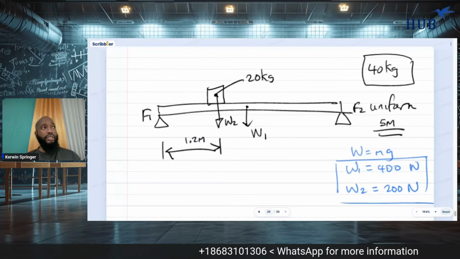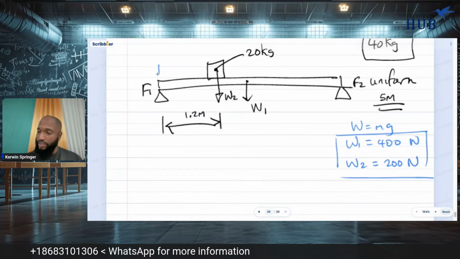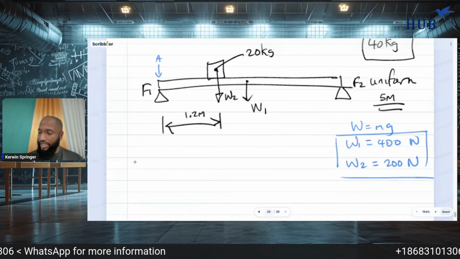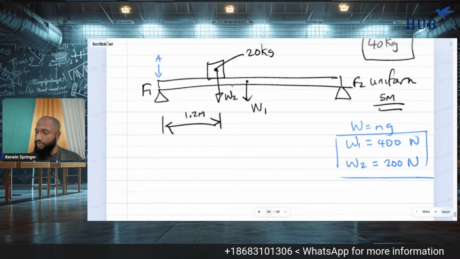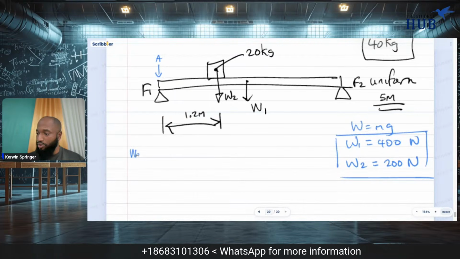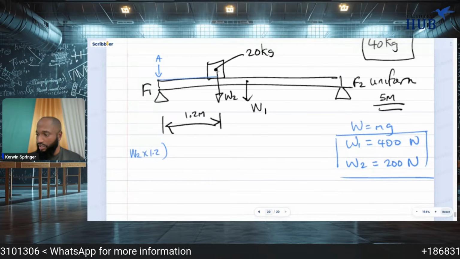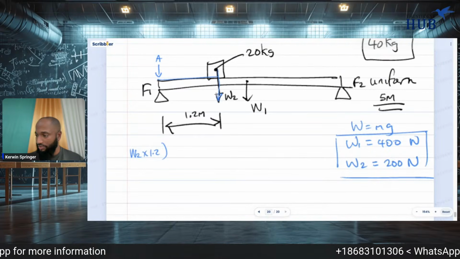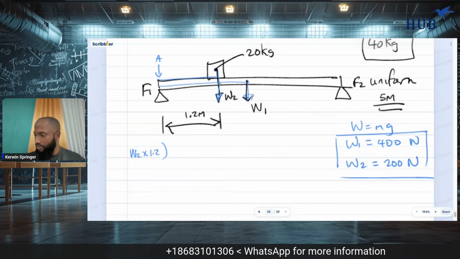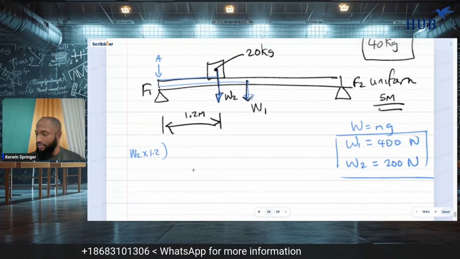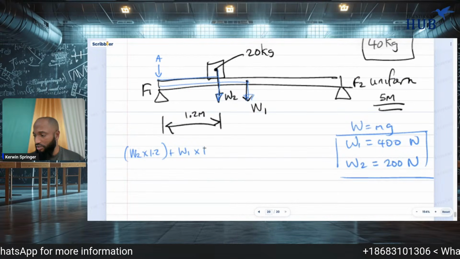You take moments. So let's say we took moments about this point. Let's call this point A. Taking moments about point A, what are the clockwise moments we can see here? We can see W2 times 1.2. This moment is coming clockwise here. Then you can see W1 times this, which will have to be 2.5.